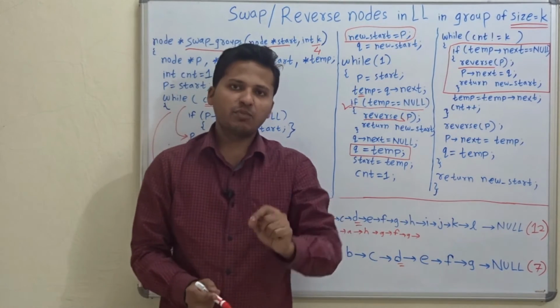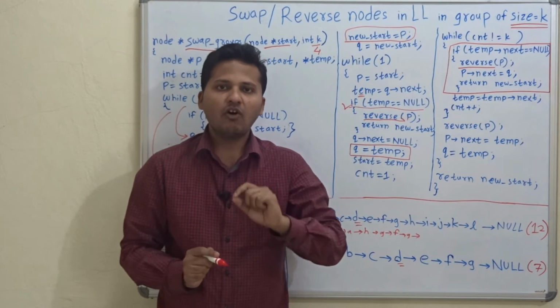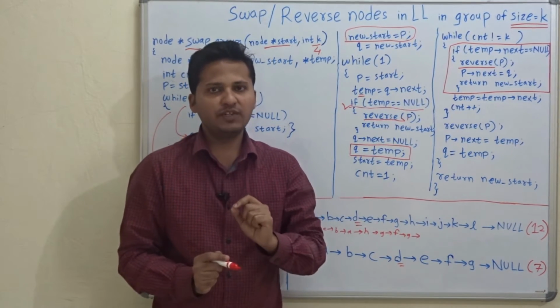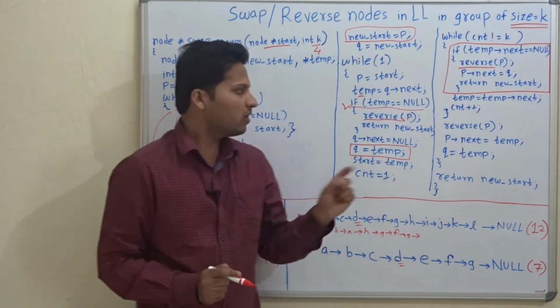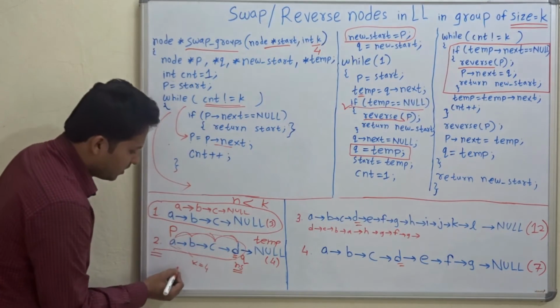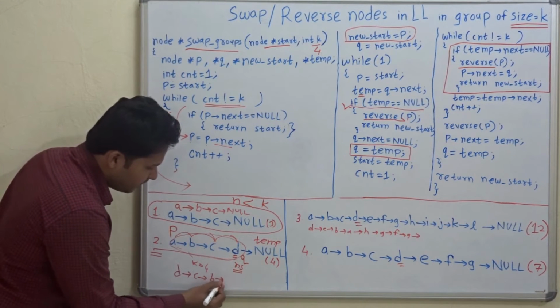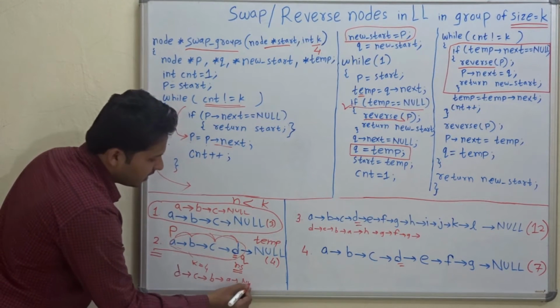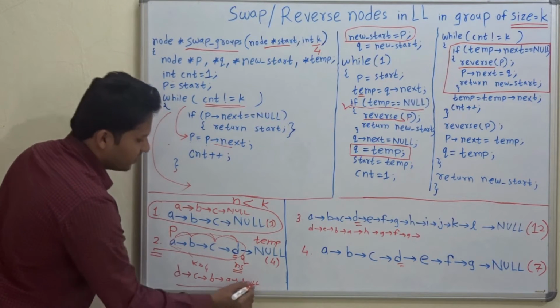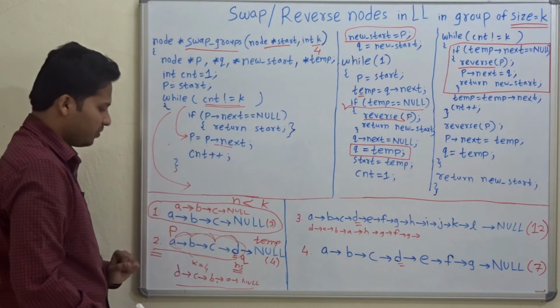This reverse is a function. I have explained the reverse function in my another video on my channel. You can see that video to understand the program for reverse function. So after we reverse, we get the answer as D, C, B, A, and A will be connected to null. So this is how this code executes on this second example.